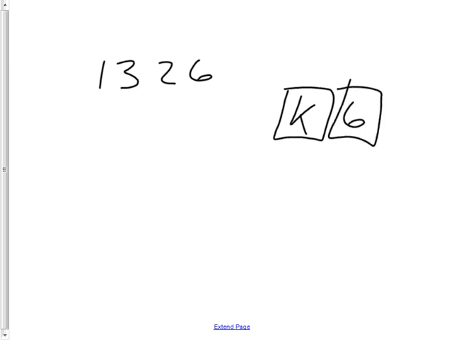All right. How many different combinations? It could be any kind of king, and it could be any kind of six. How many different of those hands are there?